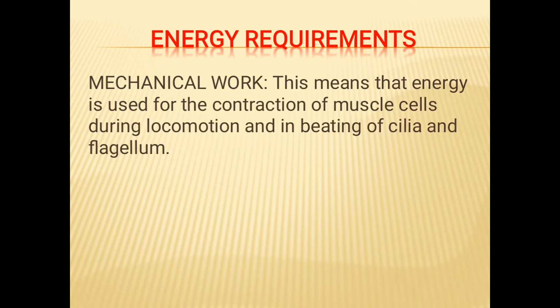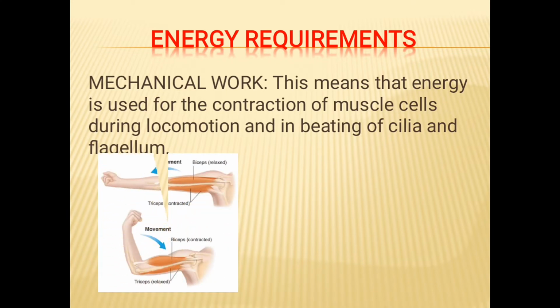The first one we talk about is mechanical work. This means that energy is used for the contraction of muscles during locomotion and in the beating of cilia and flagellum. Now take for instance, when there is muscle contraction and relaxation, the type of energy required for that is mechanical work. Why? Because when you contract your muscle or when you relax your muscle, a kind of energy is required during this process.